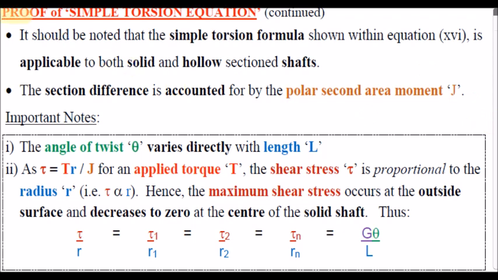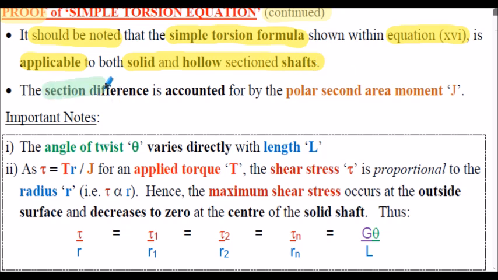Here's our proof continued. It should be noted that the simple torsion formula shown within equation 16 on the previous slide is applicable to both the solid and hollow section shafts. The difference in section is accounted for by the polar second moment of area calculation, J. And just note for reference 1, the angle of twist, theta, varies directly with the length L.